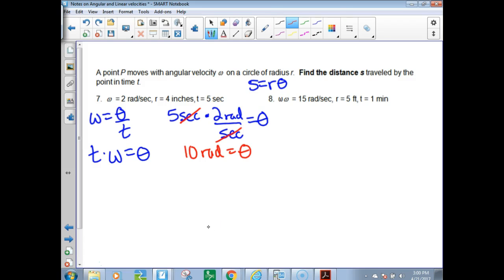Our final answer, though, is supposed to be about the distance S, arc length. S equals r theta. The radius is 4 inches. So we're going to do 4 inches times 10. And why didn't I write radians? What's the answer going to be in? We don't have any such thing as inches rads or rad inches. The rads would just drop out. It's the length. This is just 40 inches.